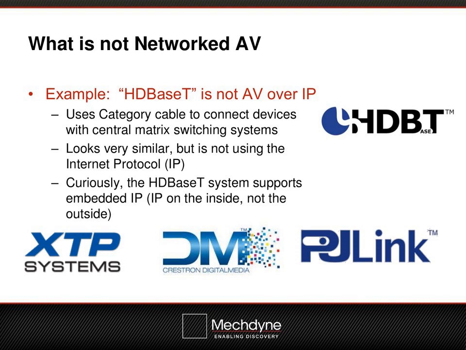Now, what's very curious and can also get confusing is that HDBaseT as a system can carry Internet Protocol inside the protocol that HDBaseT uses. It's not IP on the outside wrapper, but there is IP embedded within the HDBaseT signal. So again, I just want to make sure that you're clear, as you're thinking through these, on what is or is not networked AV. Some very common brands of HDBaseT type systems would be XTP systems from Extron, or the DM, Digital Media system from Crestron, or PJLink, which is often used on projectors as an HDBaseT connection type.